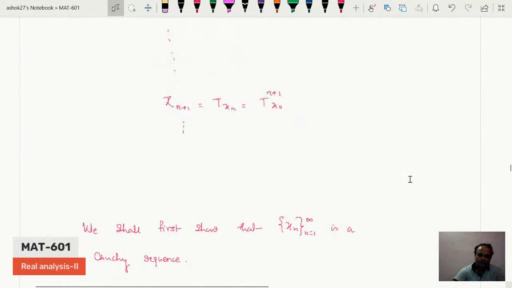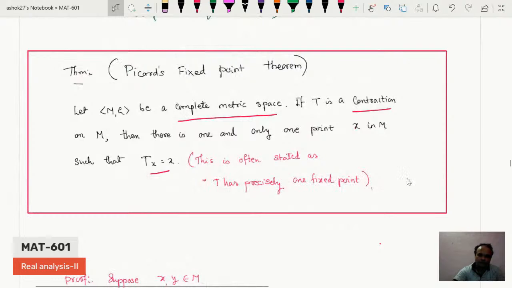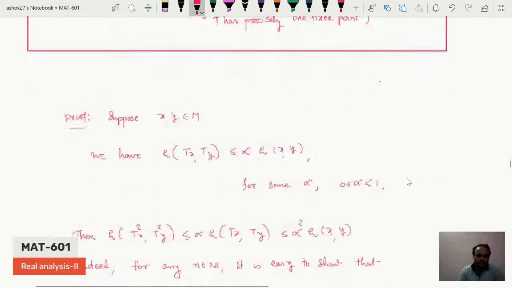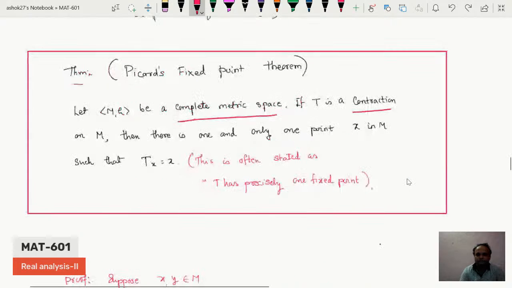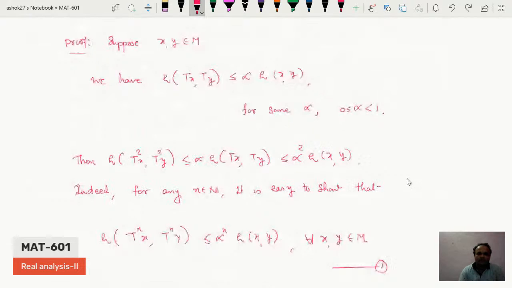So what we have given and what we have to prove. First let us see. We are given that M is a complete metric space and T is a contraction mapping on M, and we have to prove that there exists a unique fixed point for this T in M. For that, let's take two points x, y from M. What is T? T is a mapping from capital M to M.